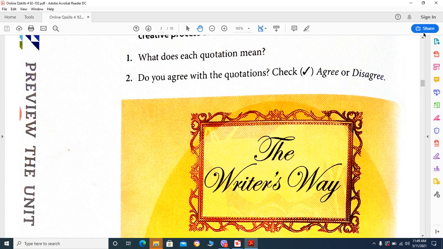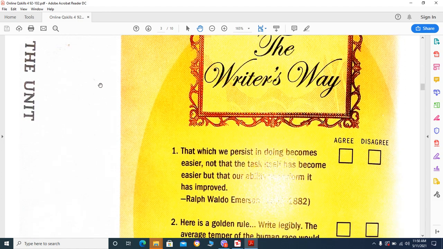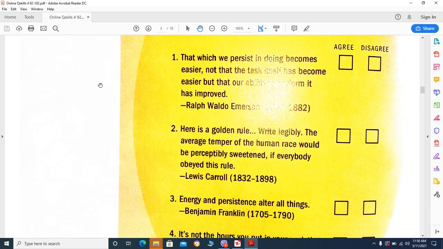Here we have some nice quotations about writing. What does each quotation mean? So read the quotations and first try to understand the meaning. Try to fathom what the person who is saying these things is trying to say. Secondly, do you agree with the quotations? Check agree or disagree. Then decide whether you agree or disagree with the quotation. So these are the quotations.